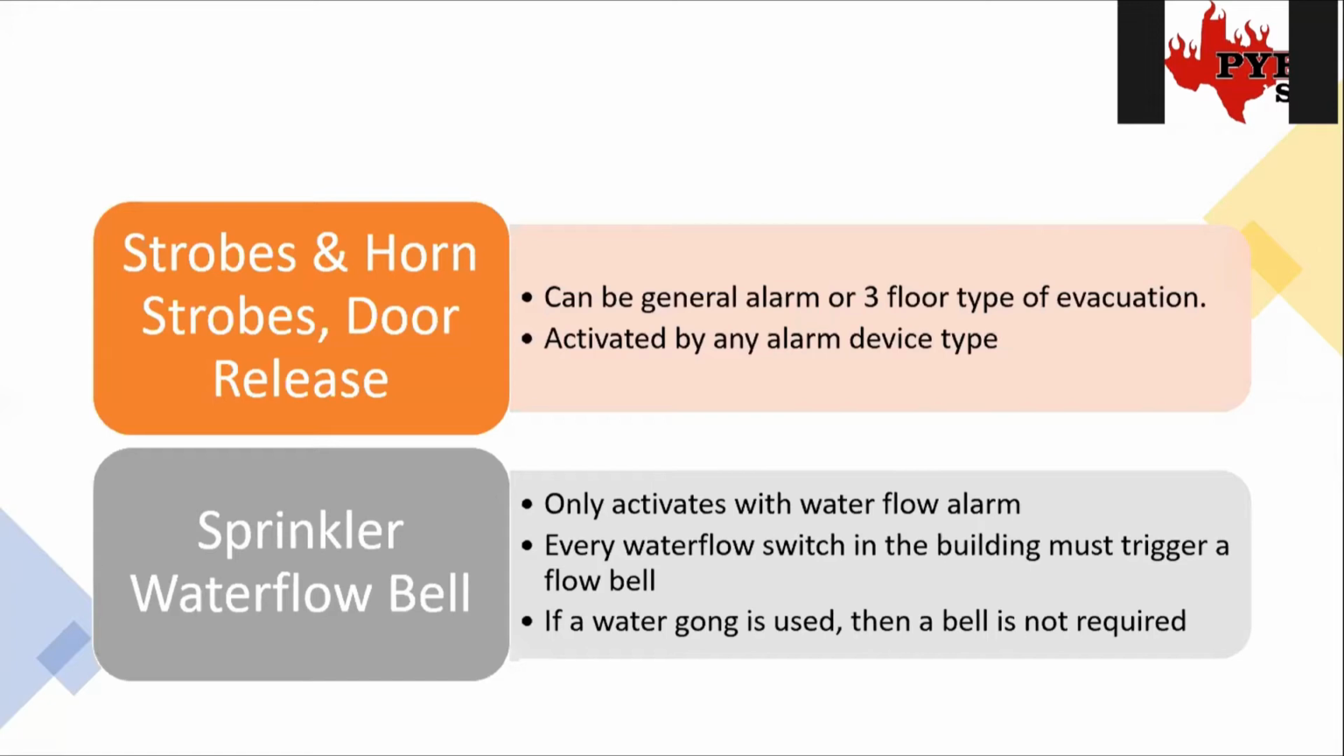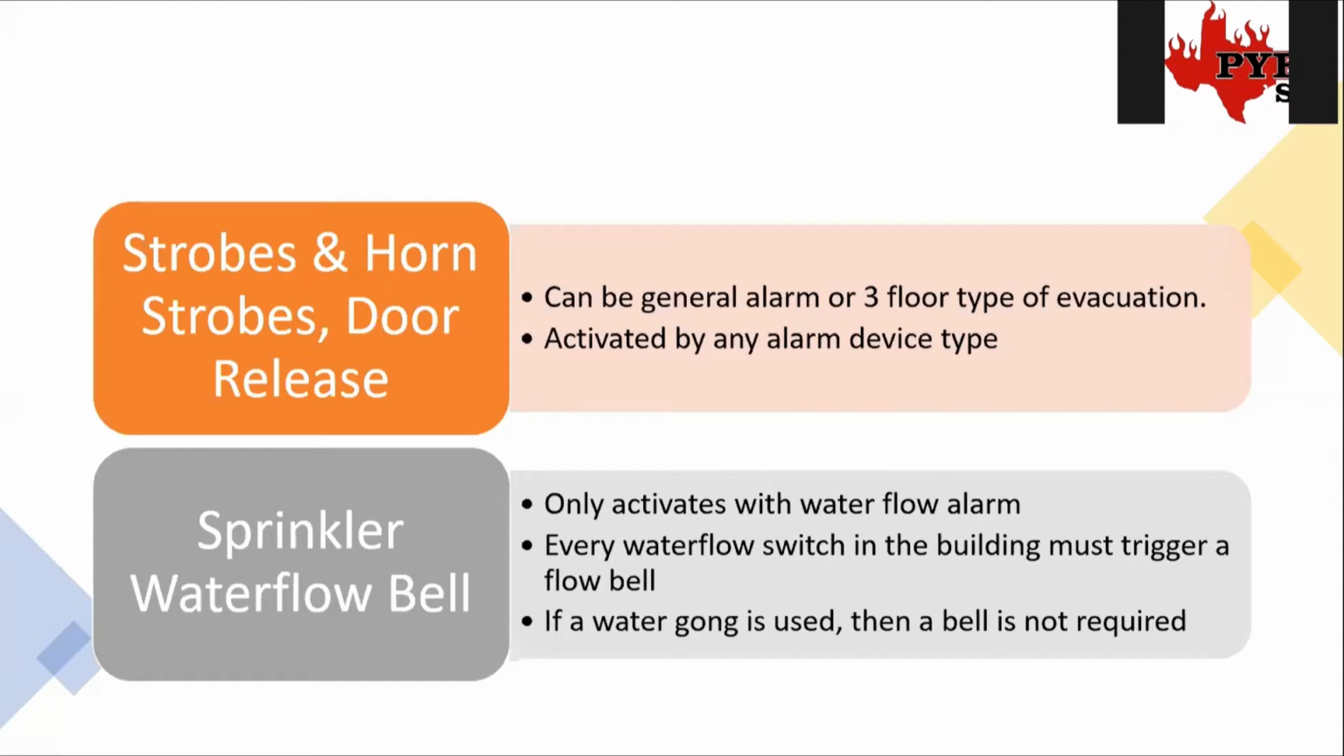And then below that, the sprinkler water flow bell only activates on water flows. Every building has to have at least one flow bell. If a water gong is used, that replaces a bell. A water gong and a flow bell are basically the same thing. A flow bell is activated by electricity. A water gong is activated by moving water. So there's no electricity involved in a water gong, but it does the exact same thing. When water moves, it rings a bell. So if they use a water gong, we don't have to put a bell in. Most of the time they use a bell, not a water gong. So most of the time we're putting a bell in.